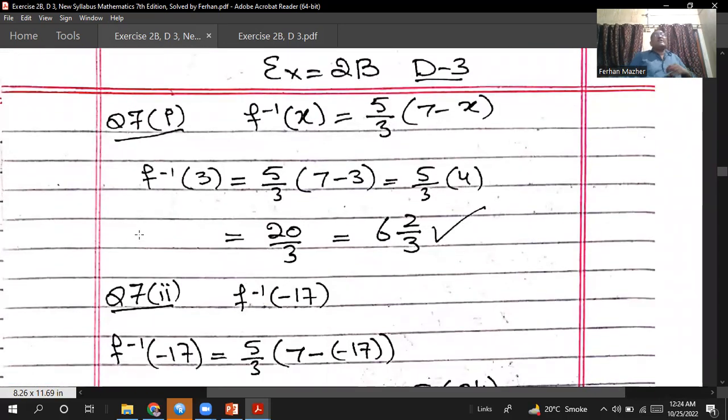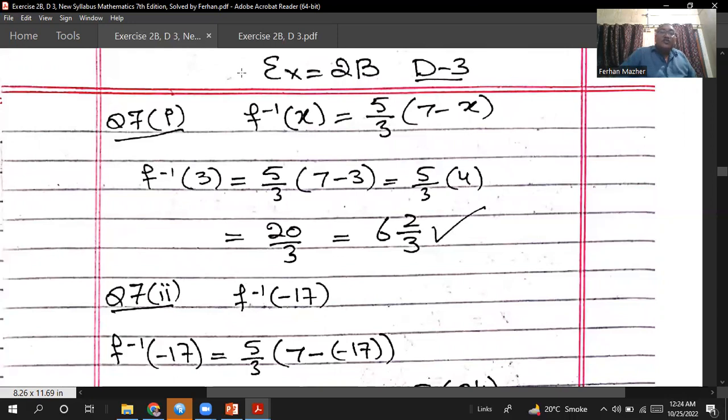So the first question is find the f inverse of 3. So f inverse of x is equal to 5 by 3, bracket 7 minus x. So f inverse of 3 will be equal to 5 by 3, bracket 7 minus 3, bracket close. So it will be 5 by 3 into 4, and that will be 20 by 3. That will be 6 whole 2 by 3.